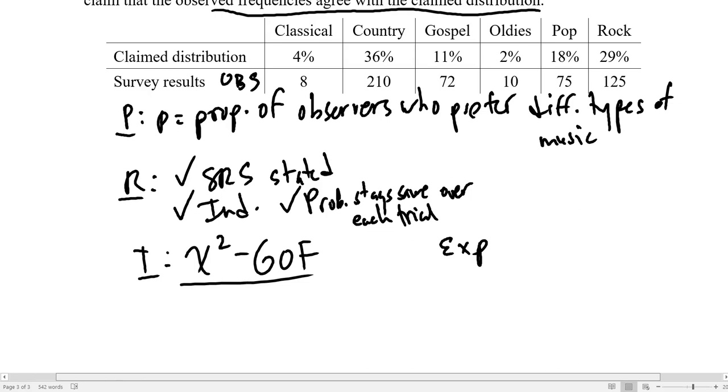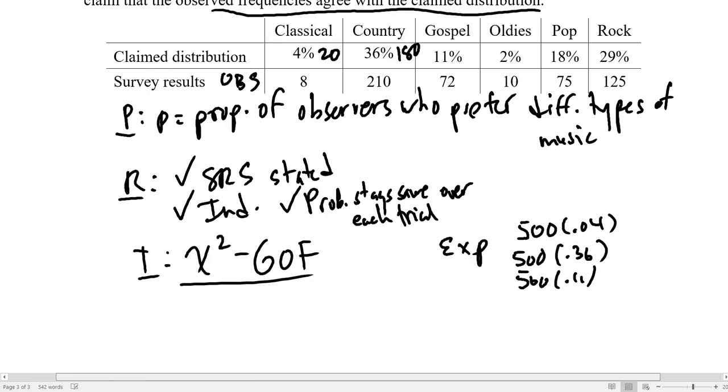By taking the total times each probability, and so on and so forth. So it will be 500 times 4% would be 20. So for classical, we would expect 20. For country, 36%, I believe, would be the 180. 11% should be 55. 2% of 500 would be 10. 18% would be, is that 90, I believe? And 29% would be 145. Double check, that should add up to 500. So let's see. 200, 255, 265. Yeah, I think that's 500, so I'm feeling pretty good about this.